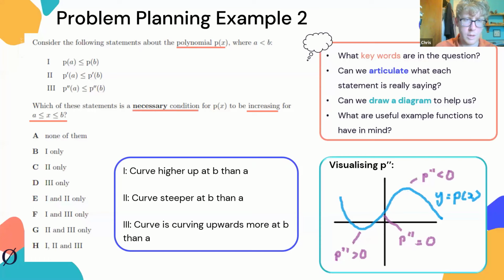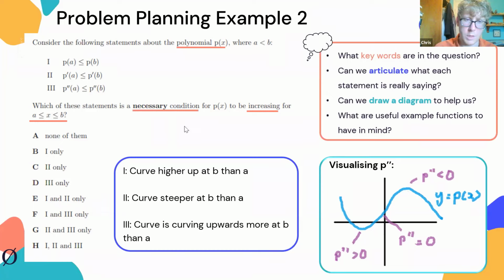But if we just quickly look at how we'd actually answer this now, so now we've done our planning, well, we've restated 1, 2, and 3. And we said we're going to ask if they're necessary. So ask if they're implied by P being increasing. So we're going to check, suppose P is increasing, does it imply each of these 3 things?